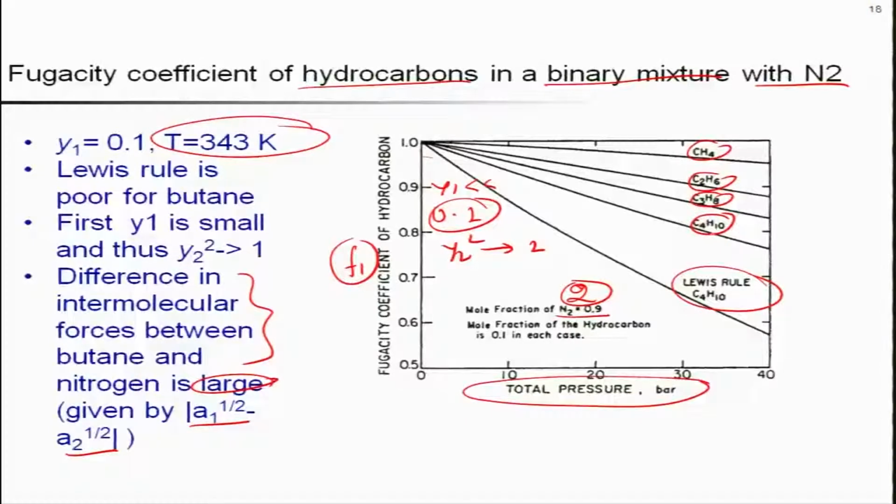So, these are the considerations which you have to apply before making use of these kinds of expressions, because expressions such as the Lewis fugacity rule are based on assumptions. One needs to take a judicious consideration of such an expression for any application. So, this was the example which we wanted to cover as far as this lecture is concerned. We will end here. We will see you next time.